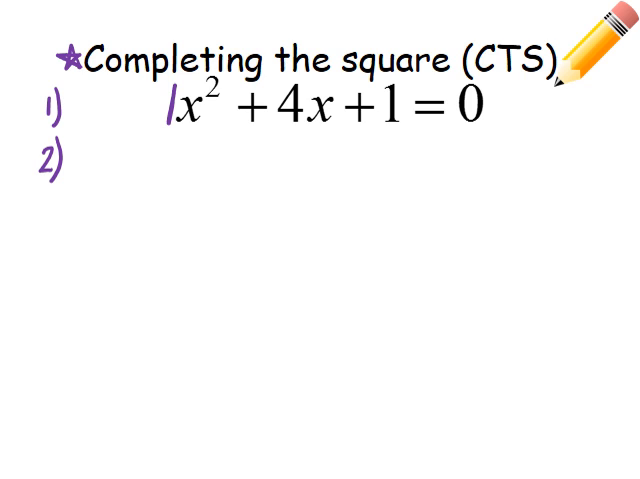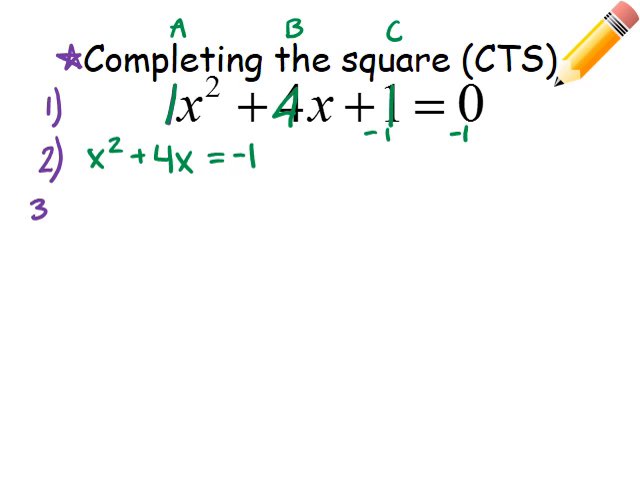Step 2, move your C value to the other side. So one of the first things you want to do is identify what values you have. Your x squared coefficient is your A, your x coefficient is your B, and your constant is your C. So I want to start by moving my constant to the other side, which means I'll subtract both sides by 1. Pretty easy so far.